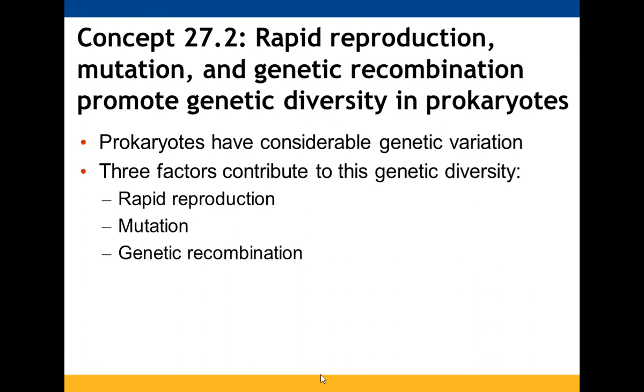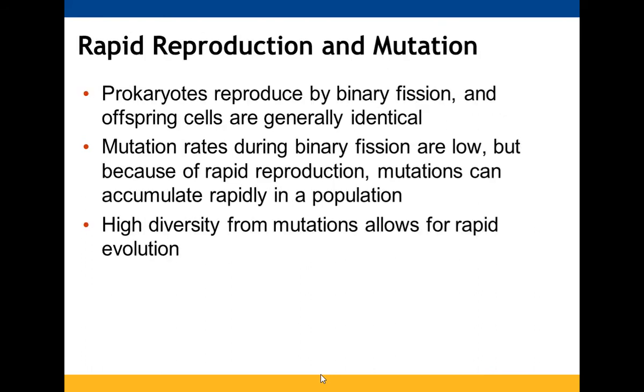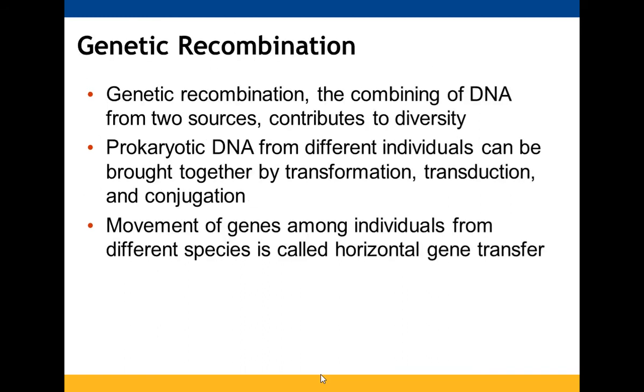How prokaryotes are able to have such a range of genetic variation and genetic diversity. Again, they reproduce pretty rapidly, which can cause changes in the DNA. They can have mutations occur, and then they can have the genetic recombinations where pieces of DNA are transmitted from one cell to another. In general, because they reproduce by binary fission, they are identical. If there are mutations during that process, and they continue to rapidly reproduce, those mutations would be passed on fairly quickly. So that is one factor that influences their variation.